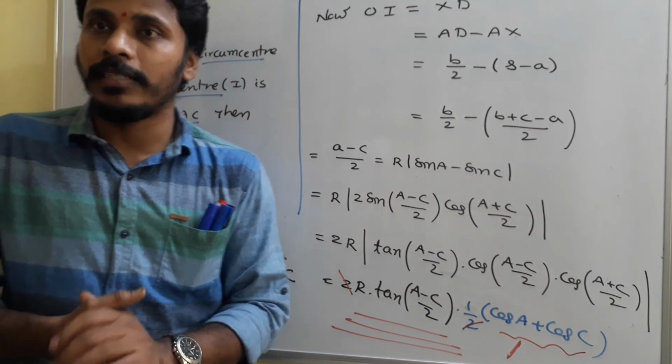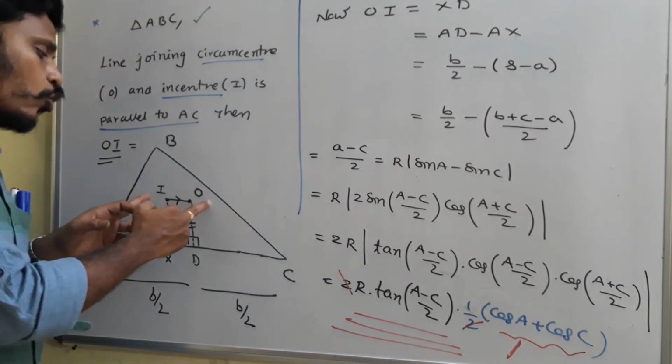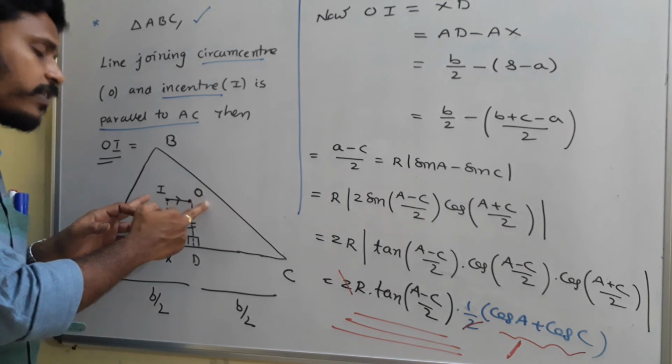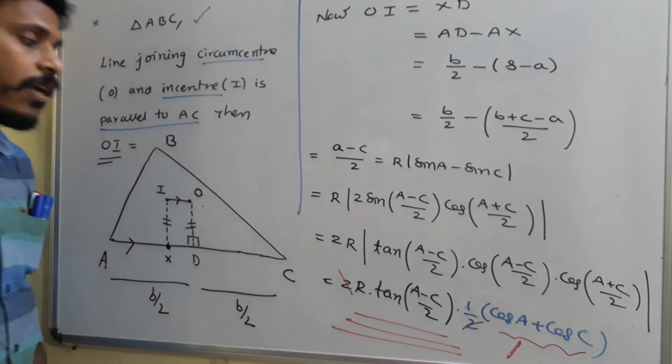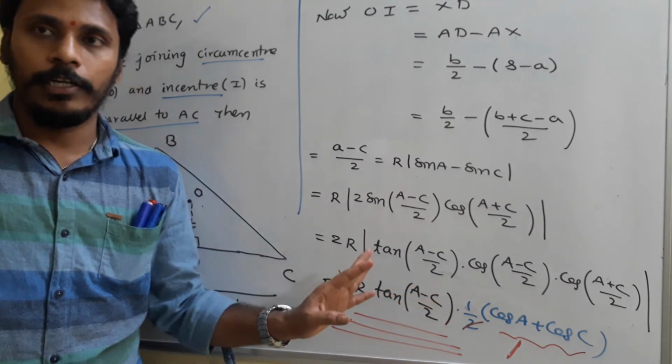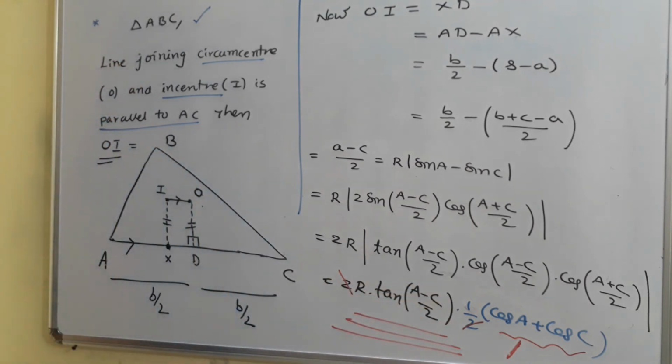So your answer at the end, the distance between the circumcenter and incenter, if the line joining them is parallel to side AC, is R tan of A minus C by 2. Just have a look. So this is the distance between the circumcenter and incenter only if the line joining those two is parallel to side AC. Okay, have a look.